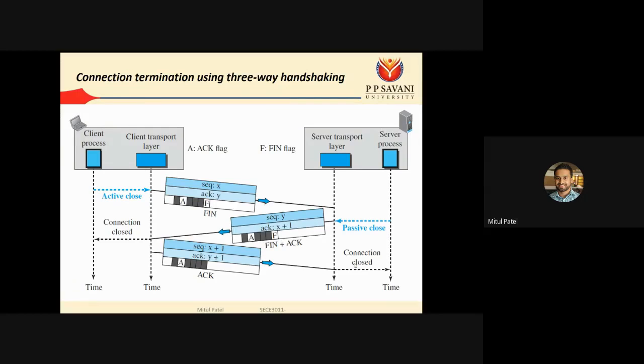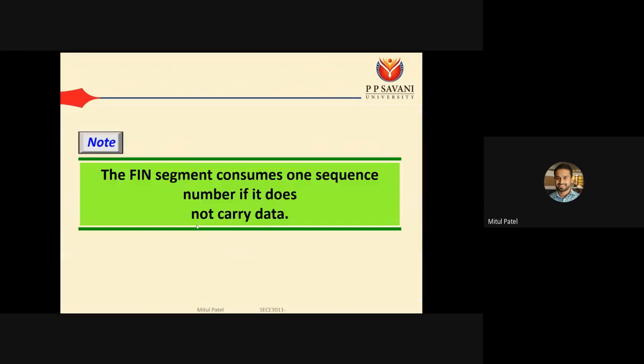Okay, so the conclusion is that at the sending side we have to go through three packets of connection establishment, three packets of connection termination, and in between we have to go through the data transfer.